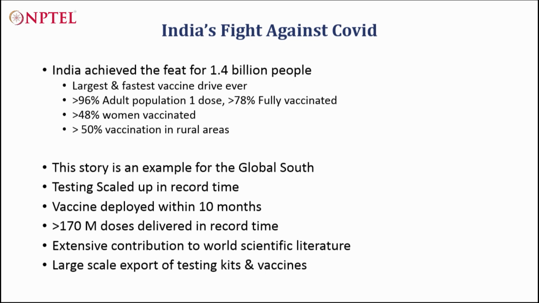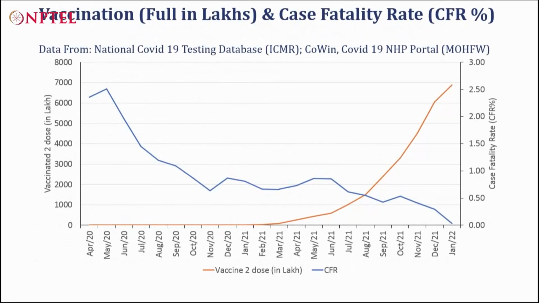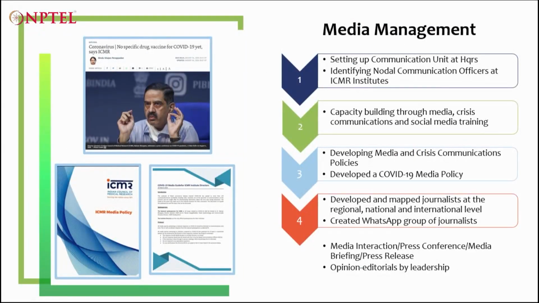Testing was scaled up in record time, vaccine deployed within 10 months, more than 200 million doses delivered in record time, extensive contribution to the world of scientific literature, large scale export of testing kits and vaccine, and successfully 1.5 billion doses. So this is how the success against COVID-19 has been so far as far as ICMR, DHR and the Government of India are concerned.